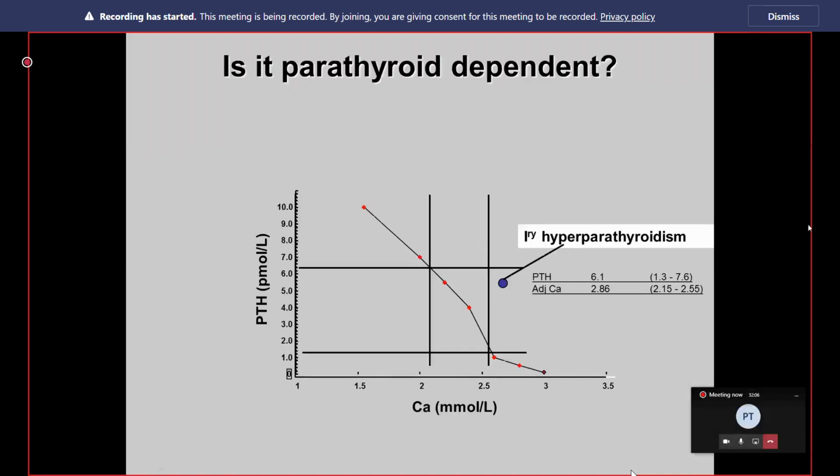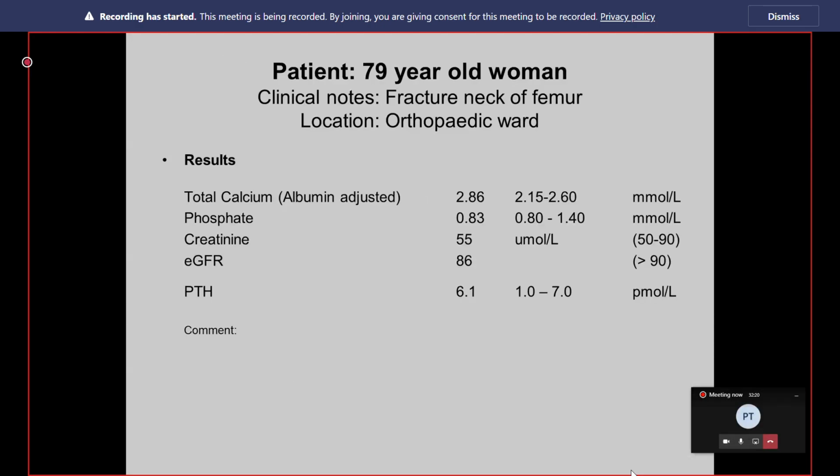So as I alluded to before, if the PTH is towards the upper end of the reference interval in hypercalcemia, we still call it parathyroid dependent. So coming back to this patient, the comment I would add to such results is the elevated calcium should suppress PTH. Therefore, the normal PTH level does not exclude primary hyperparathyroidism. It's not a definitive statement, but suggesting it's likely to be primary hyperparathyroidism.